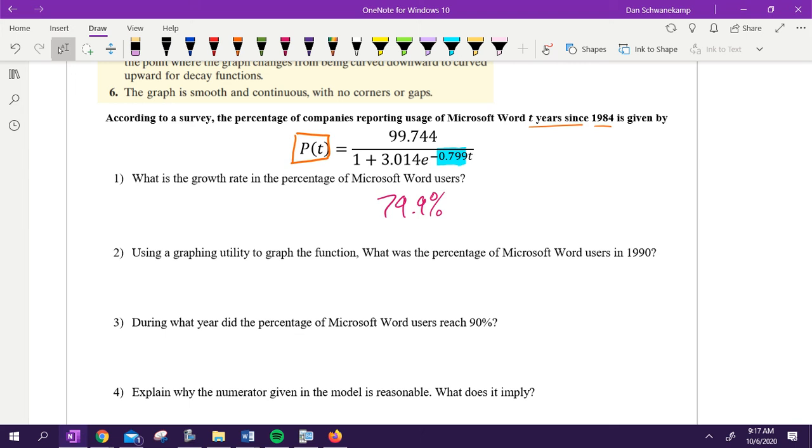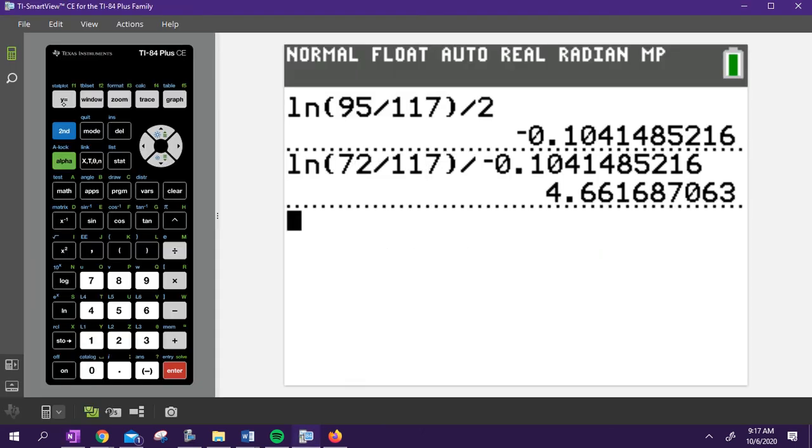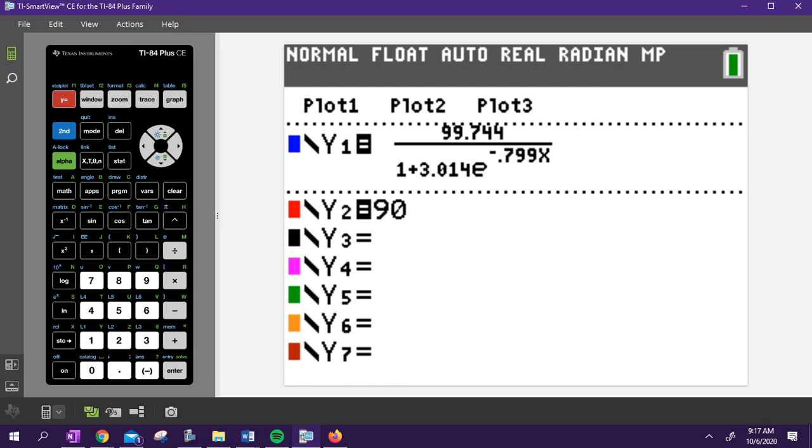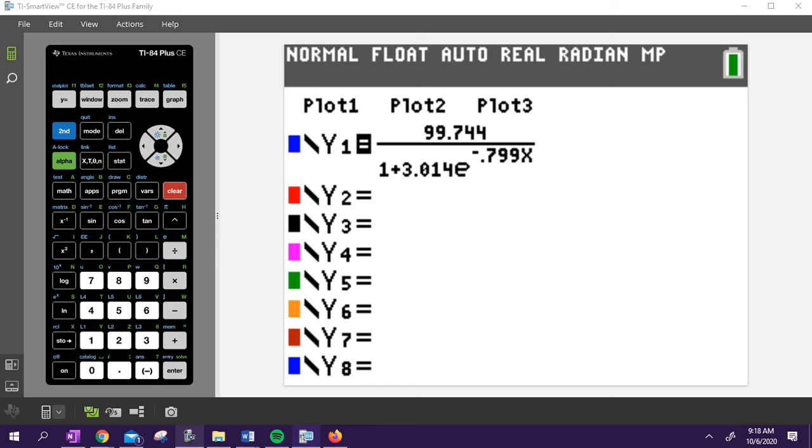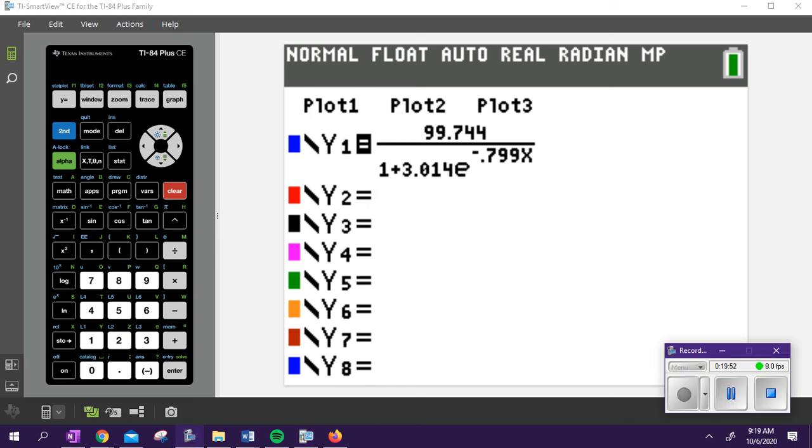Using a graphing utility to graph the function, what was the percentage of Microsoft Word users in 1990? Cool. So let's type that into my calculator. Go to y equals, alpha F1. We use the fraction button. We type that thing in.